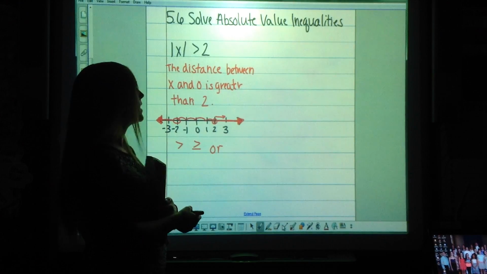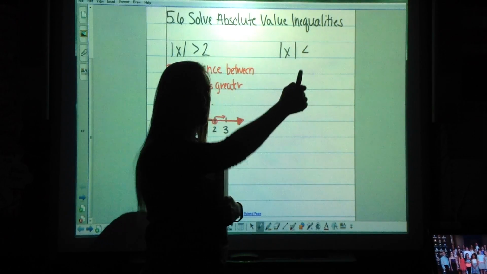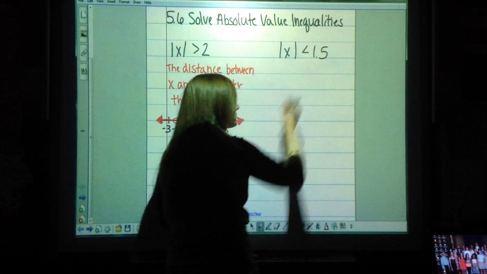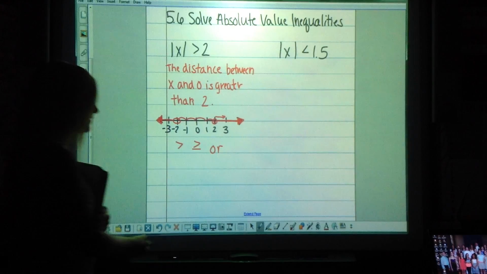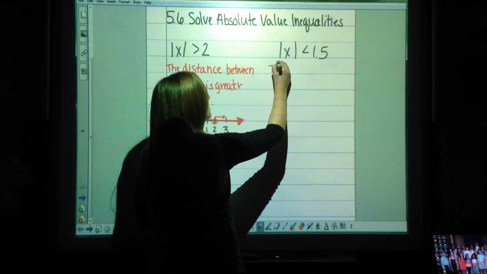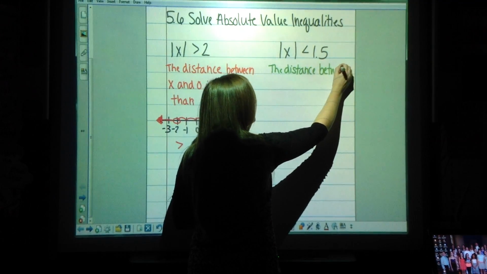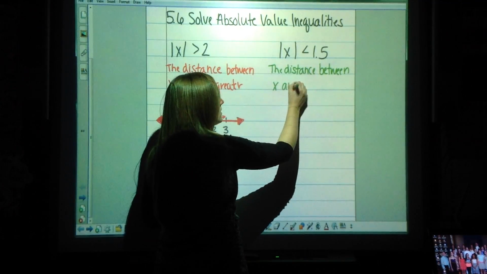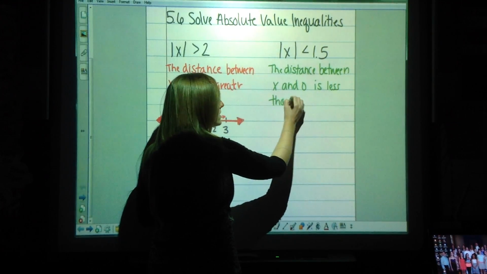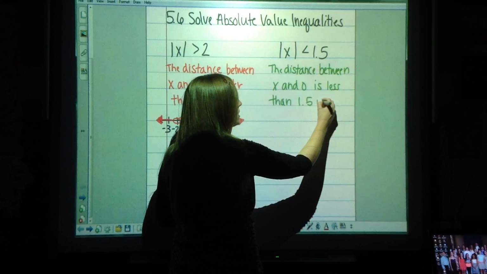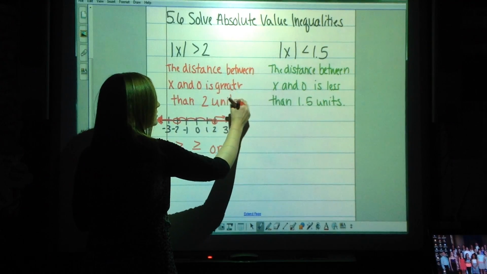Okay, let's see what happens when you have a less than. The absolute value of x is less than, you can have less than or equal to, 1.5. This says the distance between x and 0 is less than 1.5 units. The distance between x and 0 is less than, again, it could be less than or equal to 1.5. I'm going to add units to this. Maybe it'll make more sense. I'm going to add units to this one too.